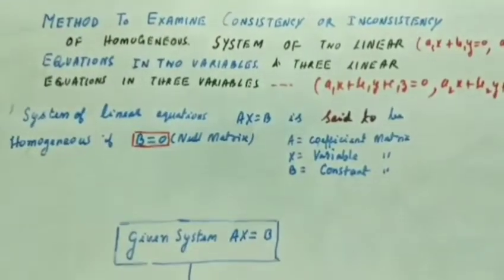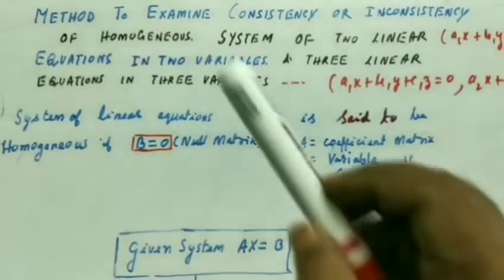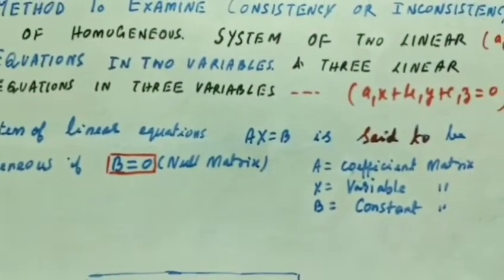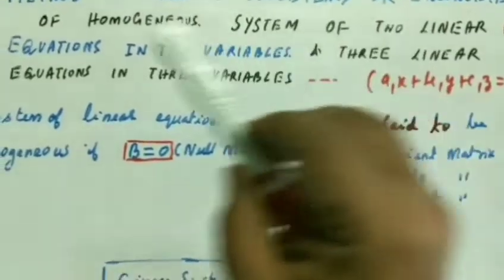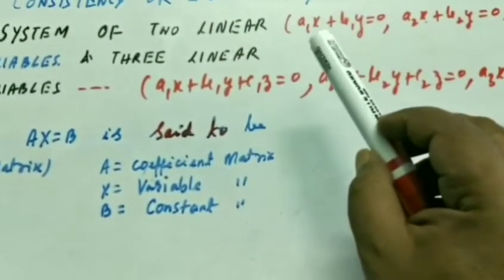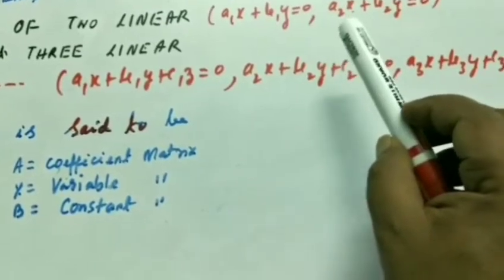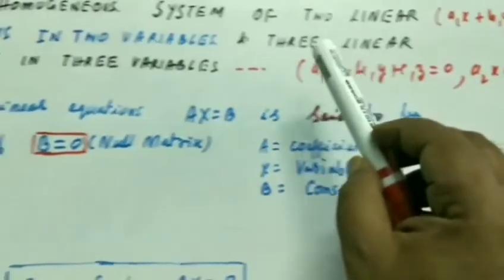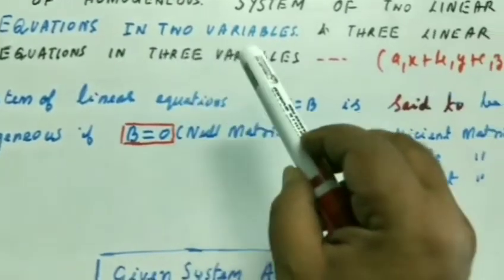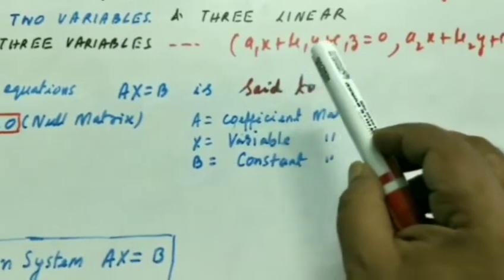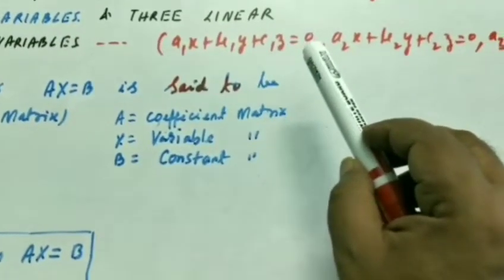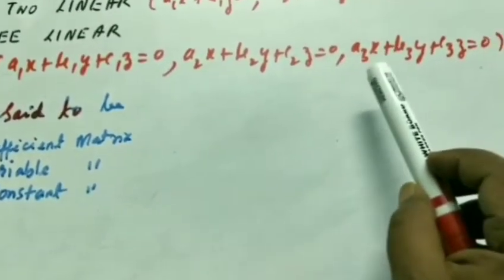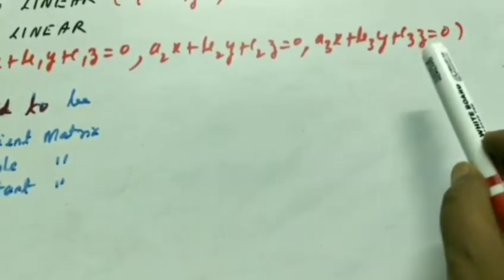In this video, you are going to learn a method to examine consistency or inconsistency of a homogeneous system of two linear equations in two variables, that is a1x plus b1y is equal to 0, a2x plus b2y is equal to 0, and three linear equations in three variables: a1x plus b1y plus c1z is equal to 0, a2x plus b2y plus c2z is equal to 0, and a3x plus b3y plus c3z is equal to 0.